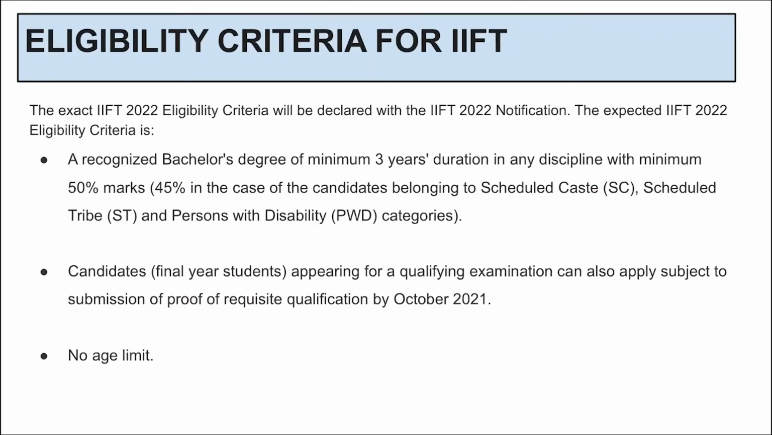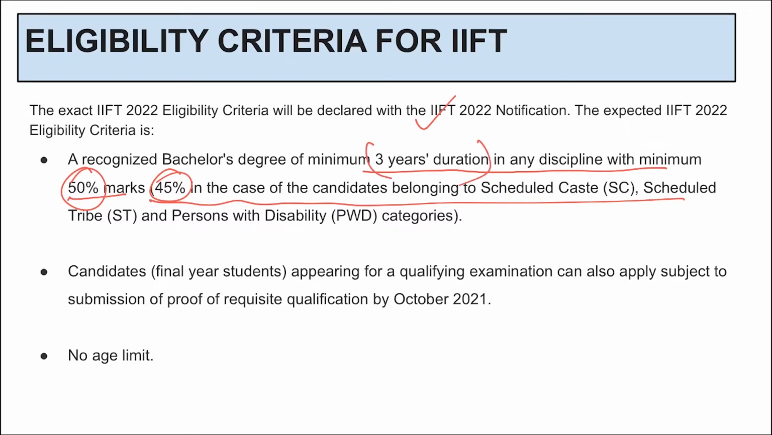The eligibility criteria for IIFT. This was what was there in this year's notification and has been picked up from there. A recognized bachelor's degree of minimum 3 years in any discipline with a minimum of 50 marks. So a minimum of 50 marks in bachelor's degree is what you should be having if you need to apply for IIFT. For scheduled caste, scheduled tribes, and persons with disability, that is PWD categories, it is 45%. That is the minimum percent in your bachelor's. And the bachelor's degree should be of 3 years duration, so diplomas are not welcome.